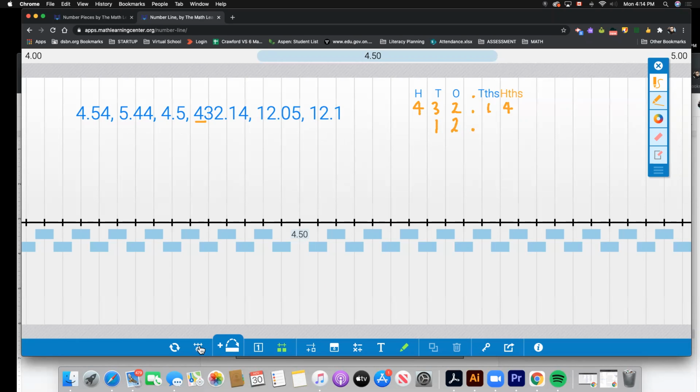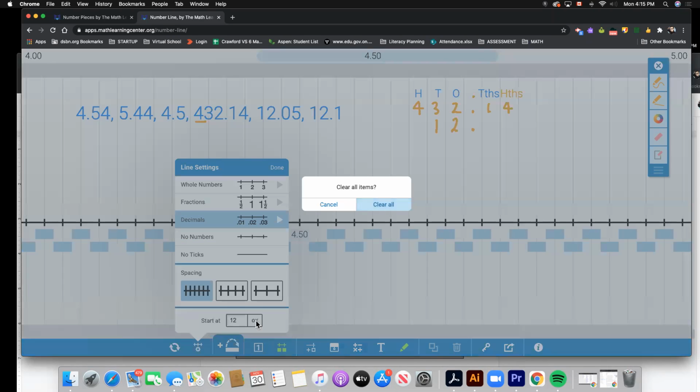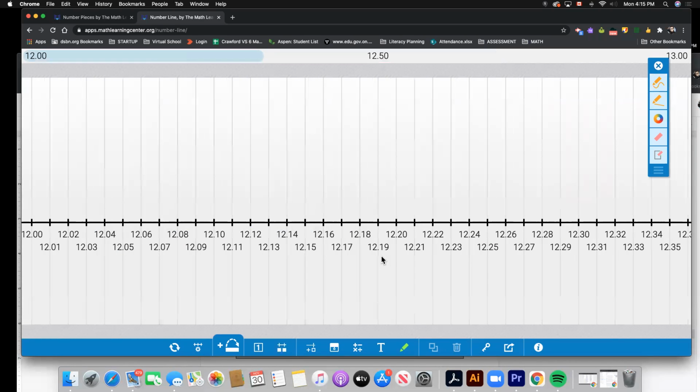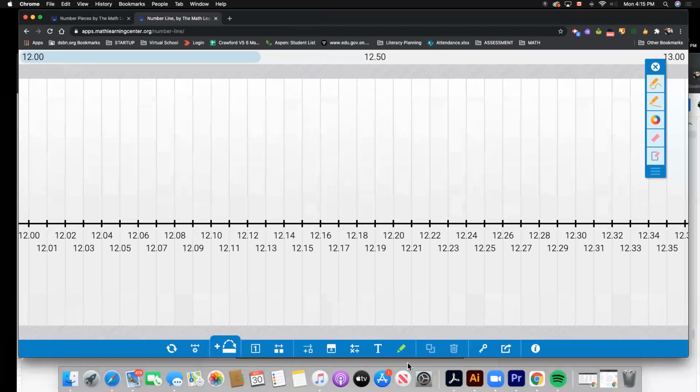So I'm going to go over to my number line and I'm going to change it to 12. So I'm going to start at 12. Okay. So which one is bigger? Is it 12.05 or 12.1? So you'll notice 12.05, find that on the number line, and it is right here.